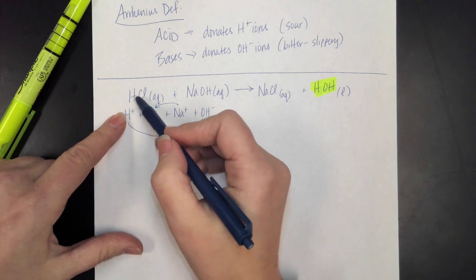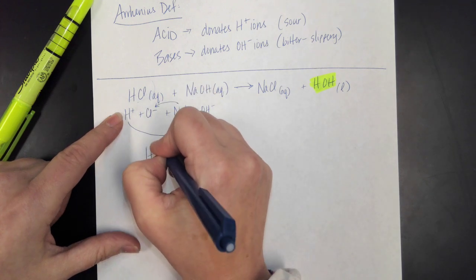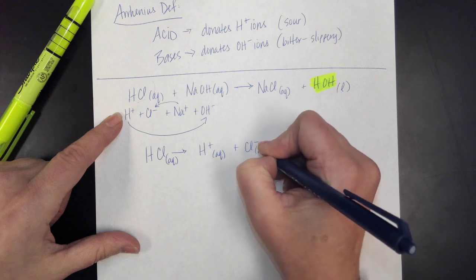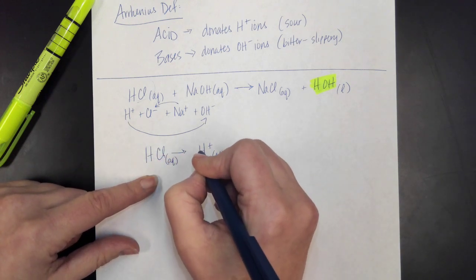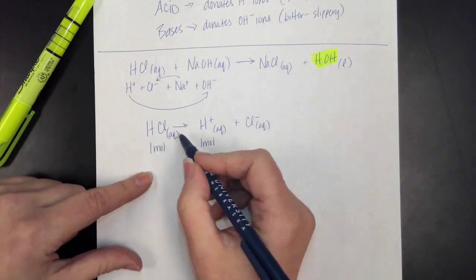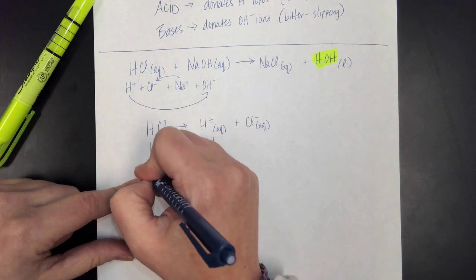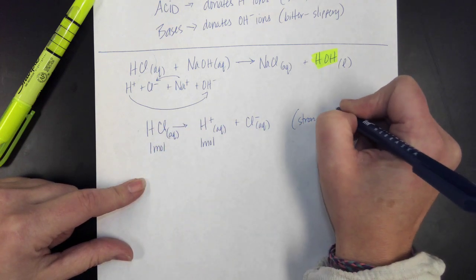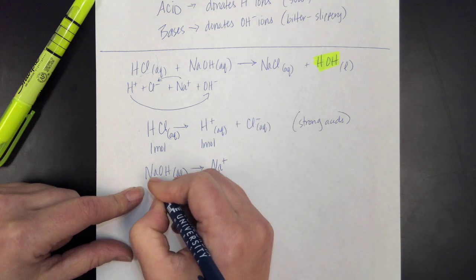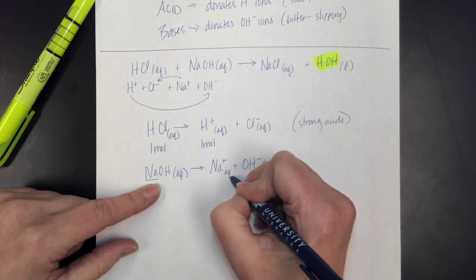What I also notice is that for every one formula unit or one molecule of hydrochloric acid, when hydrochloric acid dissociates or forms ions, for every one molecule of HCl, I get 1 hydrogen. So if I have 1 mole of HCl, I get 1 mole of H+. And because it's a strong acid, I am assuming all of my HCl in solution is in fact hydrogen ions and chlorine ions. This is for strong acids. If I look at my NaOH solution, I see that for every 1 formula unit of NaOH, I get 1 sodium and 1 hydroxide, and both of these are also in solution.